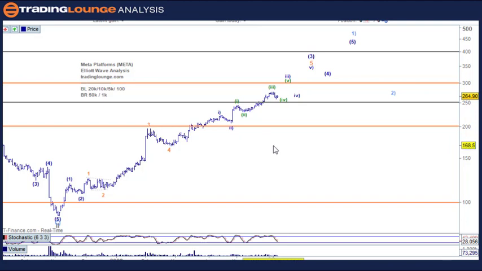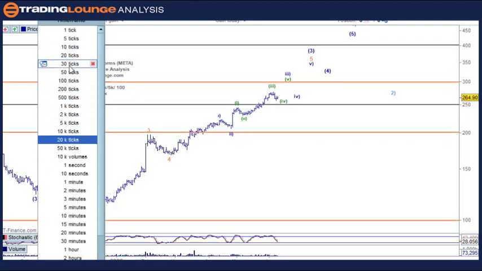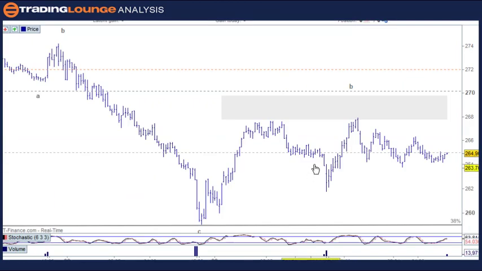And everybody's talking about AI being the new kid on the block, and all these companies that are involved in it, it's a new S-curve, so to speak. So I just stay with this trend, but we're going to go in from 20,000 ticks to 100 ticks, and just check on this here.